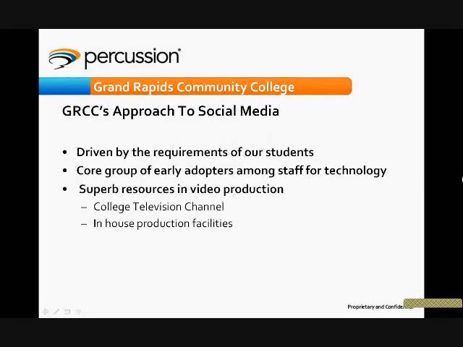Next slide. Thanks. So our approach to social media is essentially driven by the requirements of our students. That is to say, all of our students have expectations that are built up around social media from what they're doing in their day-to-day lives. We also have a core group of early adopters among our staff and faculty who, with every new piece of technology that we roll out, are literally waiting at the door to start working with it.